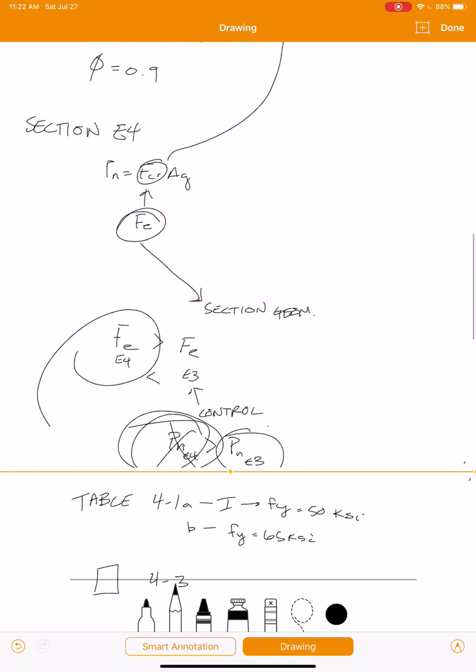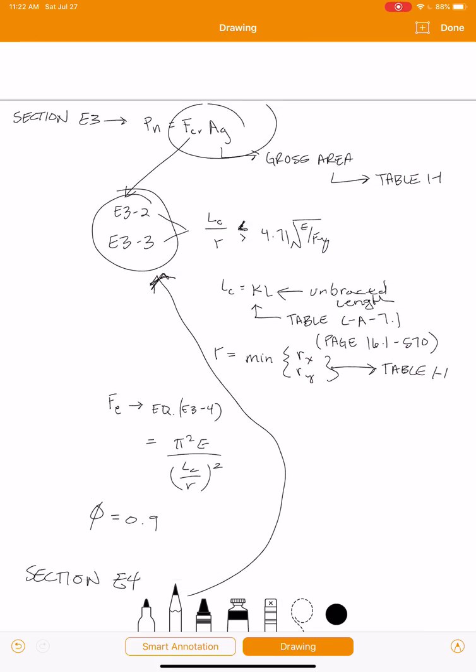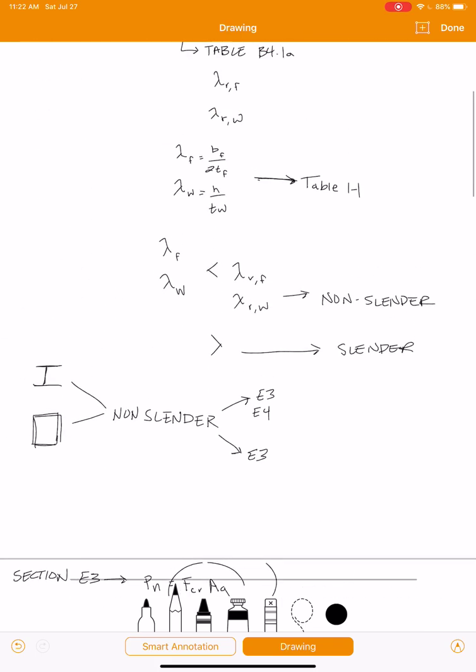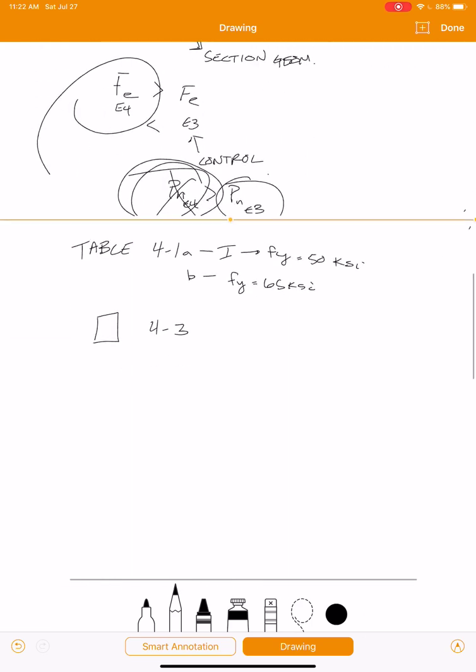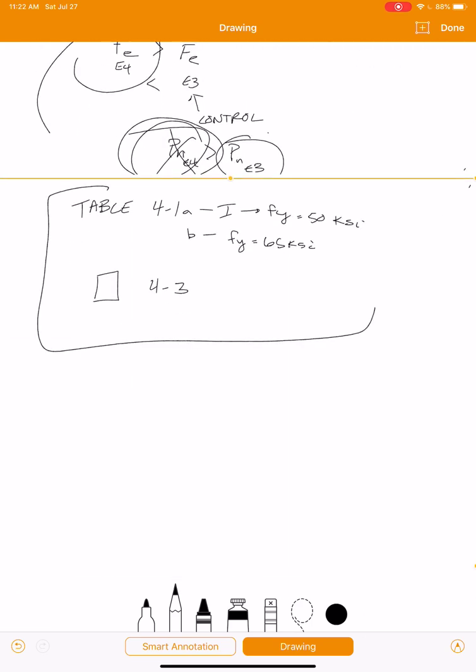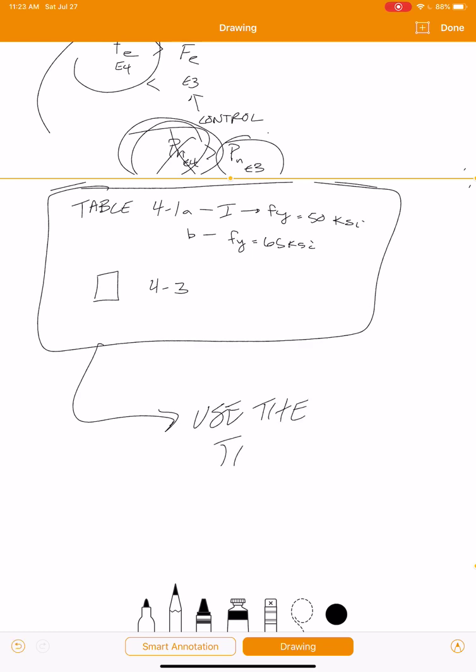So if you have to do it by hand, this is the procedure that you follow for up here. However, you can use these tables to check yourself, but once you get out of school and into the field, you can just use the tables to save time and to be more efficient.